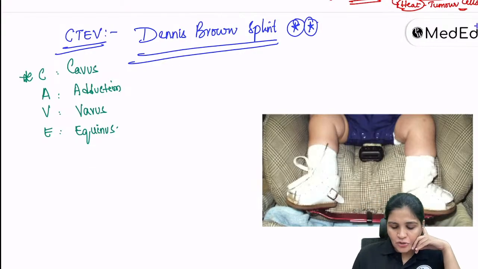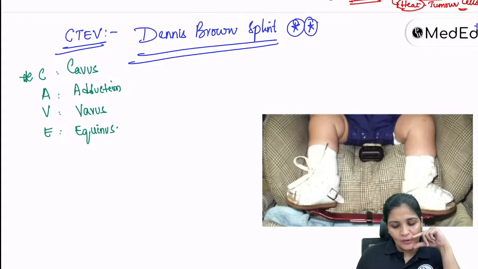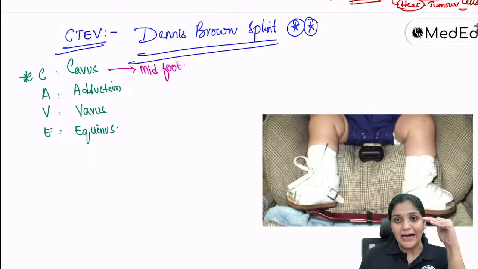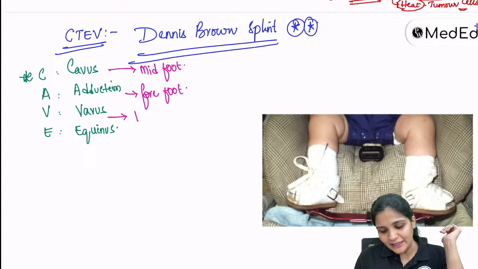Okay. So these are all the deformities which you see in the foot, right? So where do you see this cavus? Cavus we see usually in the midfoot, which means the arch of the foot has been increased. Adductus we see in the forefoot, varus in the hindfoot, and equinus in the ankle, right?